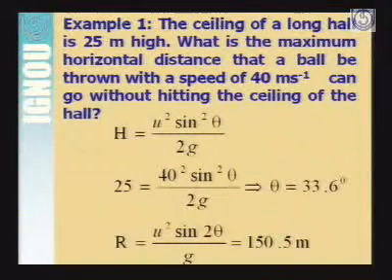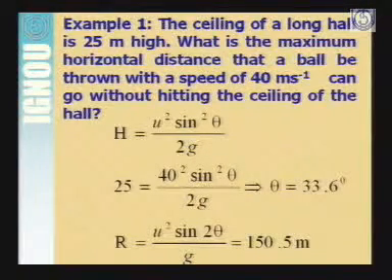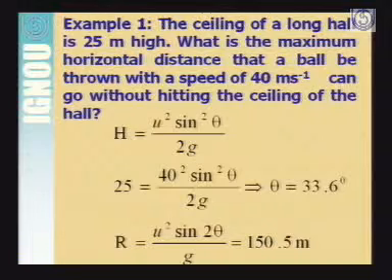If we substitute all these values in the expression for the maximum height, that is h is equal to u square sine square theta by 2g, here h is given, u is given, g is known, so we can easily find out the angle with which the ball has been thrown. From this expression we have got angle theta is equal to 33.6 degree. That means the particle has been thrown with this angle with the horizontal.